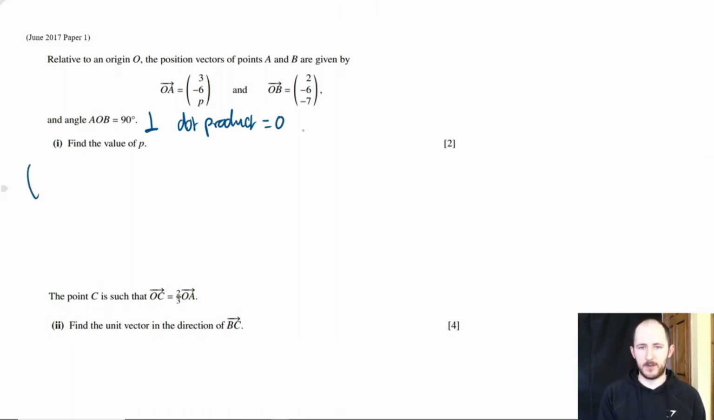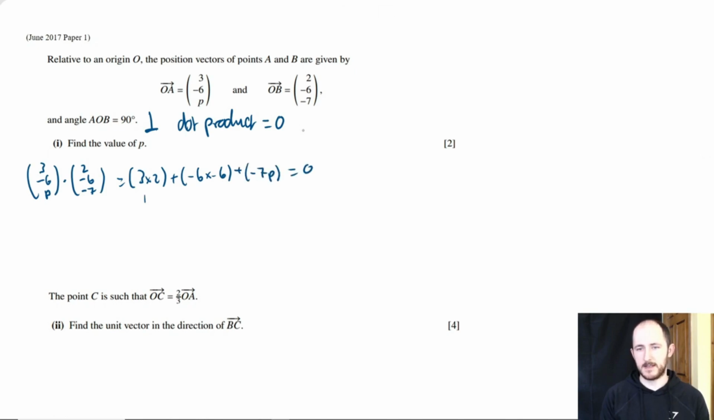So if I do the dot product with (3, minus 6, p) dot (2, minus 6, minus 7), that equals 3 times 2 plus minus 6 times minus 6 plus minus 7p equals 0. So that is 6 plus 36 minus 7p equals 0. Move the p to the other side and group them together. So 42 equals 7p. So that means p is equal to 6.